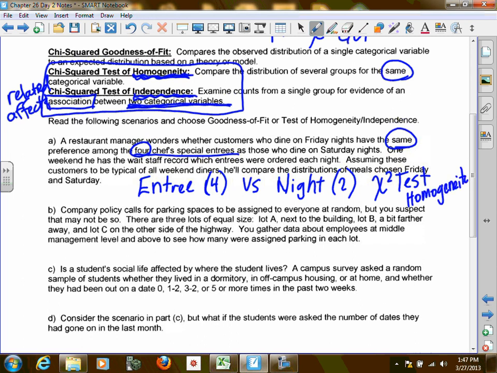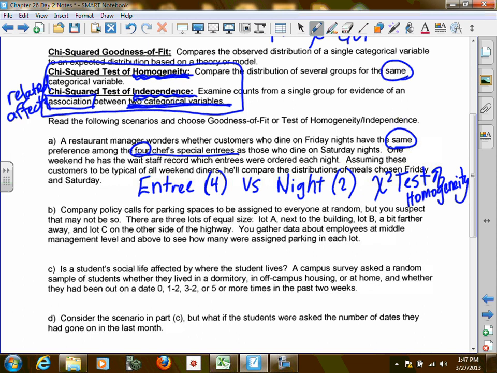Okay? Does it really matter? Did you look at it as, is the entree independent of the night? Correct. Then you would call it chi-squared test of independence. So see, it just kind of depends on how you word the question. So that's why I could support either way.